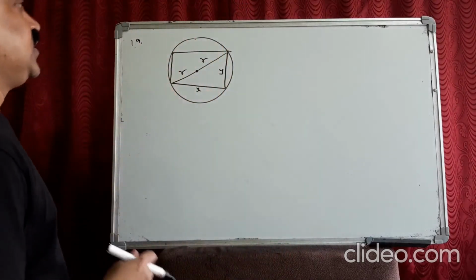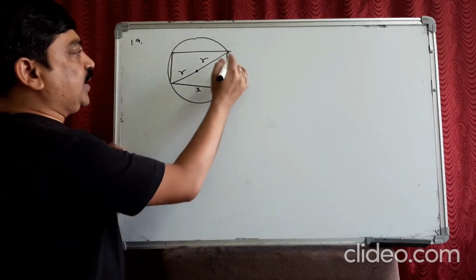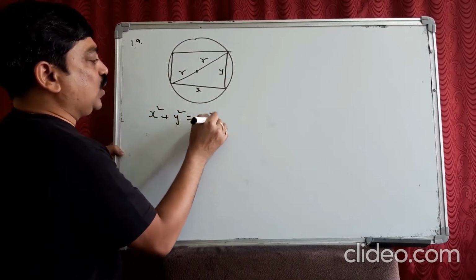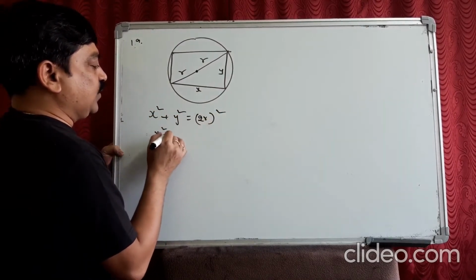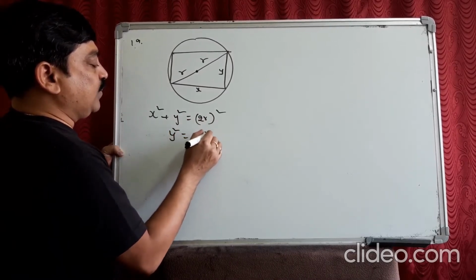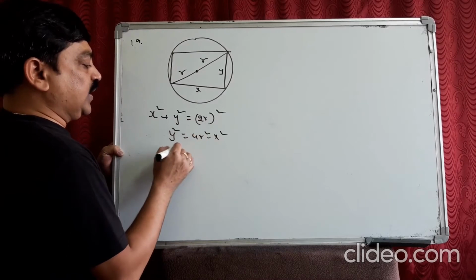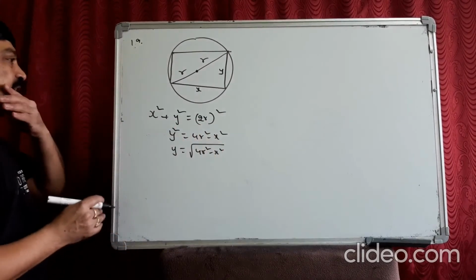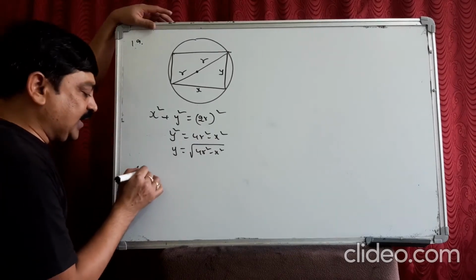So radius is constant here. Now when I take the Pythagoras theorem here, x square plus y square is (2r) whole square. It becomes x square plus y square is 4r square, or otherwise, y square is equal to 4r square minus x square. You can also take y is equal to root of 4r square minus x square.